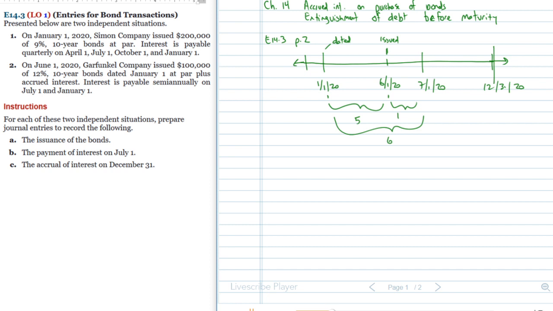How do you deal with the fact that on July 1st, the interest payment is going to be for 6 months of interest, when the interest owed is only 5 months? And so we talked about two possibilities. One possibility is you adjust the payment so that the amount paid is only the right amount for 1 month of interest, which would work fine if you only have one bond and one lender.